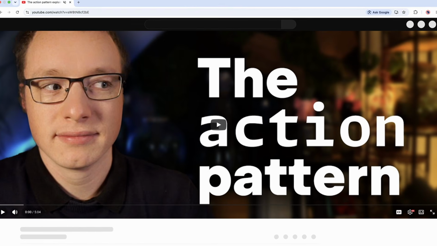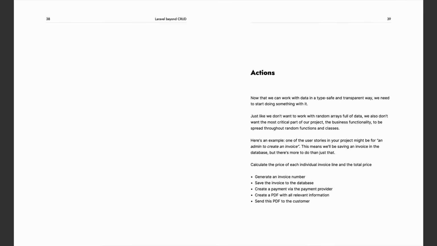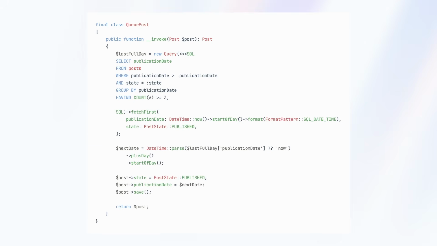One of my favorite patterns is the action pattern. And I've talked about it before. I made a video about it in the past, and I even wrote a book about it. But just to give you a short summary, the action pattern is all about using a class to model a single function, and then you can compose different classes out of each other. And it's just a really nice pattern with a lot of benefits.